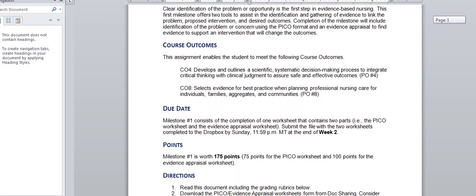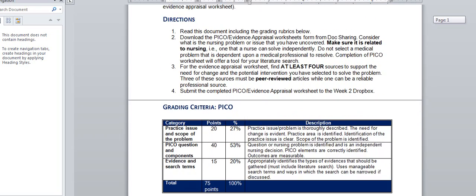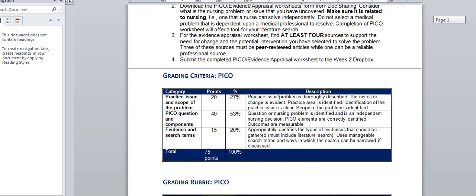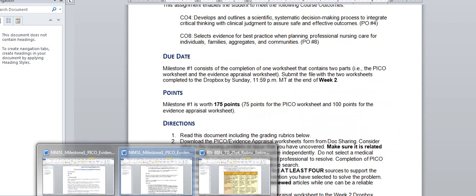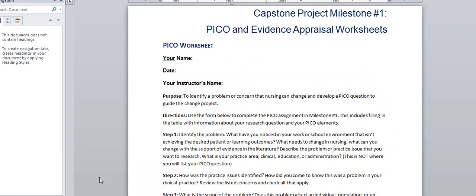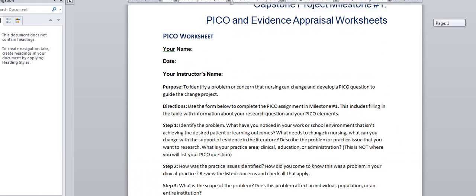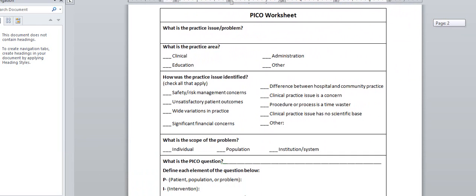Okay, so basically your first milestone is due this week, and it's due by Sunday night. And let's actually look at, let's see if I can pull that up. We're going to look at the guidelines here. So you're going to come down and you're going to fill out this worksheet. So what is the practice issue or problem that you've identified? And give me a summary in this particular row of what is going on.